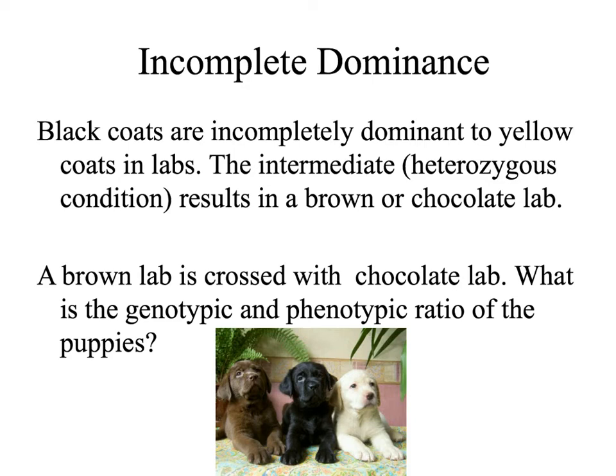This question asks, a brown lab is crossed with a chocolate lab. What is the genotypic and phenotypic ratio of the puppies? To start this problem, we need to make a key of alleles. In this case, we're going to use the letter B. So big B will be black and little b will be yellow.